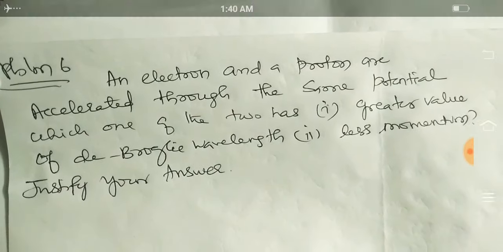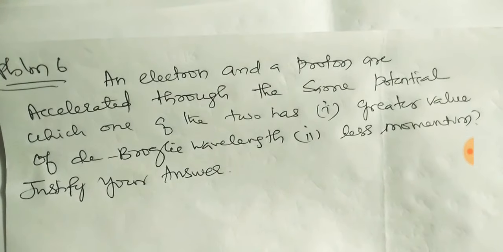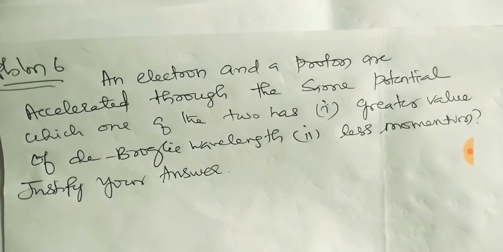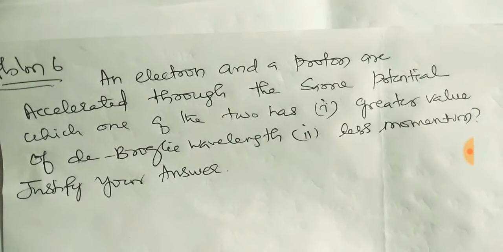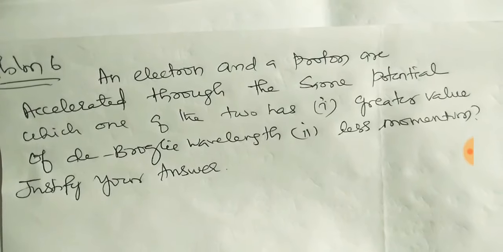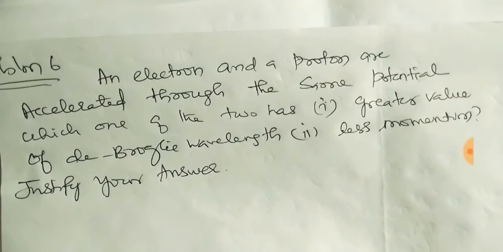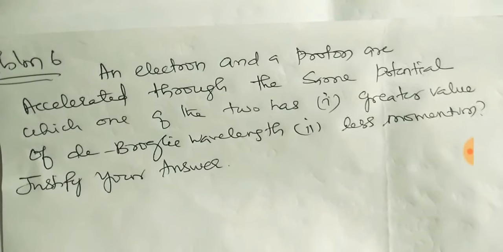Next problem, children. An electron and a proton are accelerated through the same potential. Which one of the two has a greater value of de Broglie wavelength, and which one has less momentum? It's a very easy question, children. We are going to write the solution, then prove which one has the greater wavelength and which one has the lesser momentum.